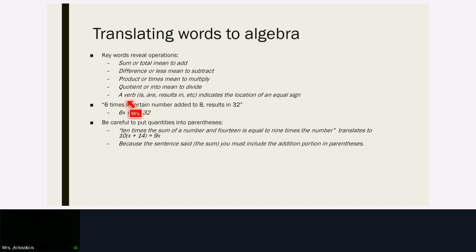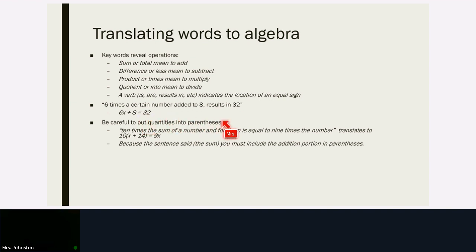Usually, when the problem is set up, there is a verb in the sentence you're translating, such as is, are, results in, for instance, that indicates where you're going to put the equal sign. And here's an example. 6 times a certain number added to 8 results in 32. The verb here is results in, so you can see I put that right before my number 32. A certain number is usually where you put your variable, so 6 times a certain number would look like 6 times x. Added to 8, that one's pretty obvious. You're going to put a plus and an 8, and then equals 32.